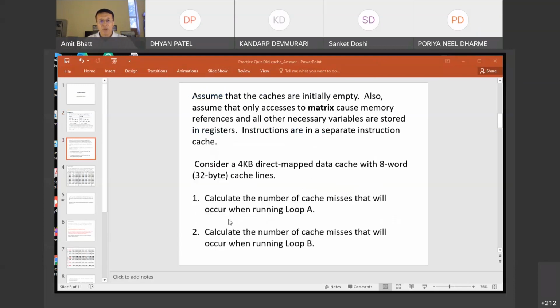Now, the question which is asked of us is that it is a 4 kilobyte direct map cache. It is a data cache with 8-word cache line. We are also told that caches are initially empty, meaning there is nothing in there. Also assume that only accesses to the matrix cause memory references and all other necessary variables are stored in the registers. You don't have to worry about other things. Okay, so now let us see what they are trying to say here.